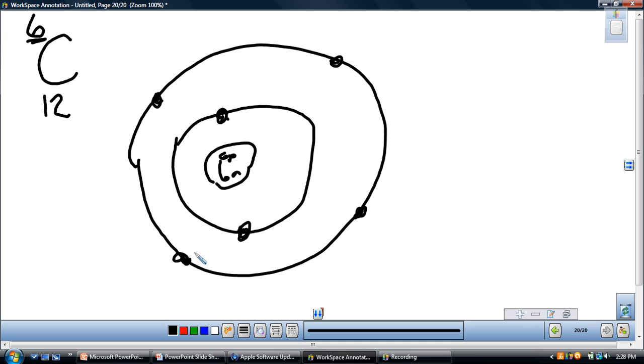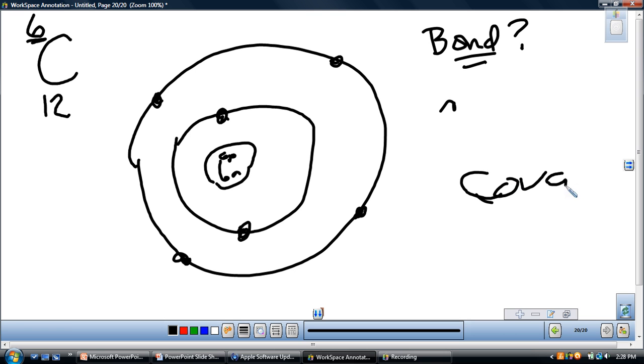So, when you look at the Bohr model, what kind of bond do you think carbon is going to be more apt to form with other things? Hopefully you said your answer is covalent. Okay, so the answer is covalent bonding. And because of that, carbon is found in all of our biomolecules because they're all going to involve covalent bonding.